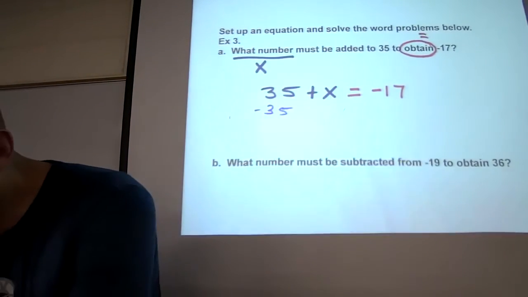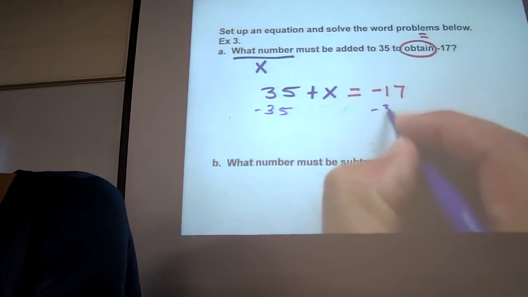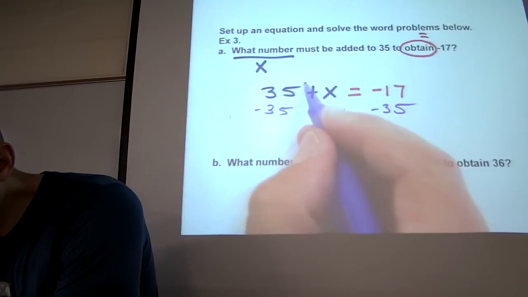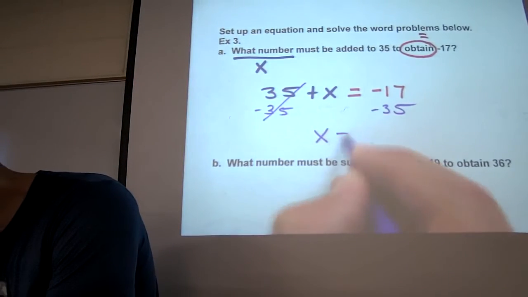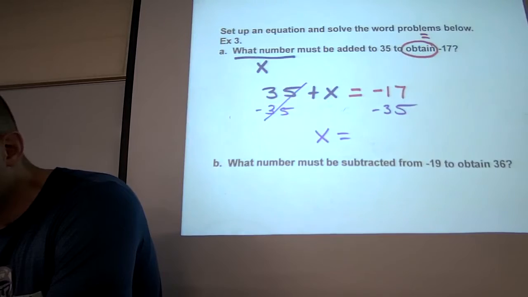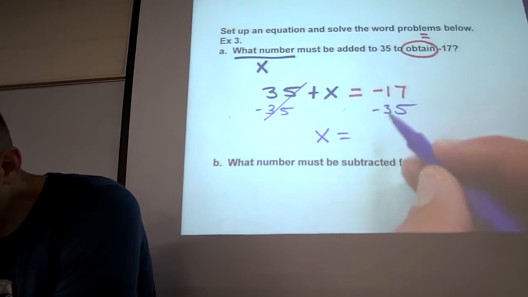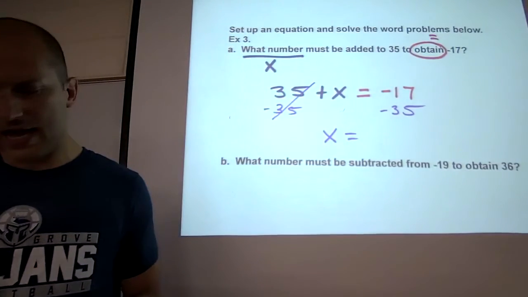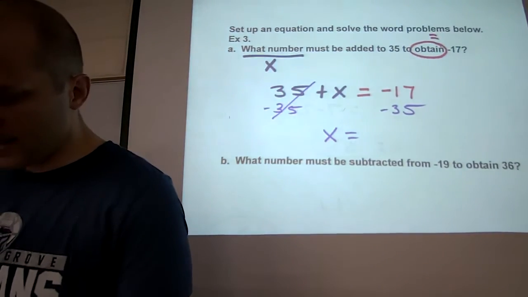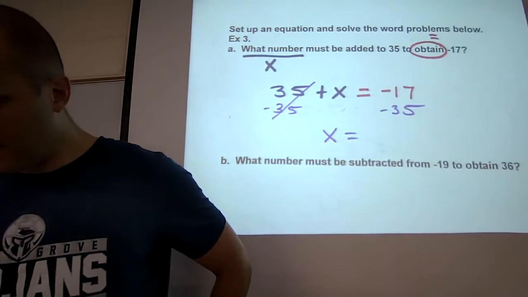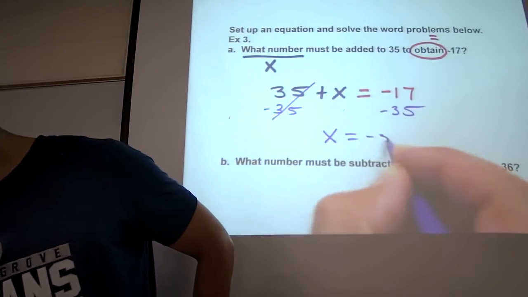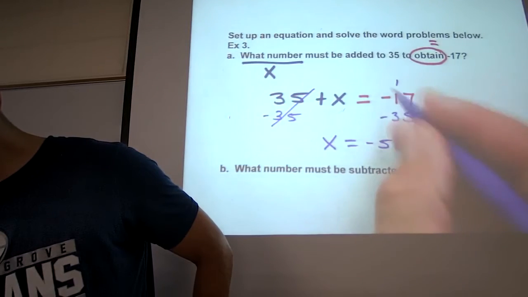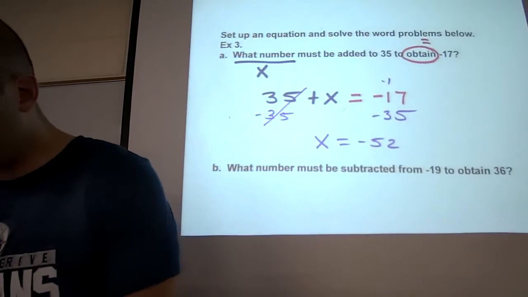So that's a positive 35. I'm going to go ahead and subtract 35. So 35 minus 35 cancels, leaves me with the x all by itself. And now I put these together, negative 17 minus 35. You can use your calculator. You can do it by hand. And what do we get? Negative 52. If I'm doing it by hand, I get a 2. I put a 1 up here. And that ends up to be negative 52.